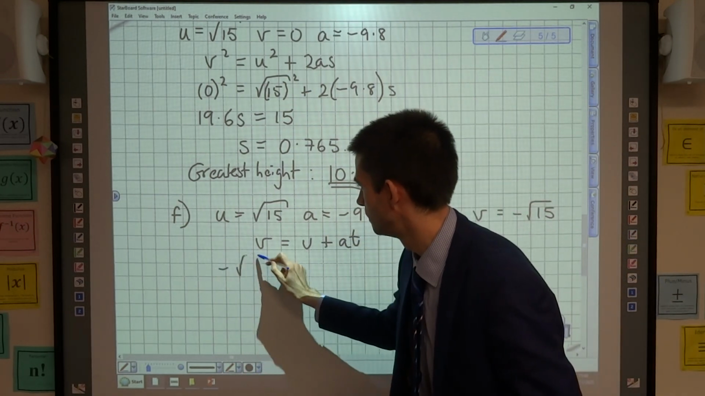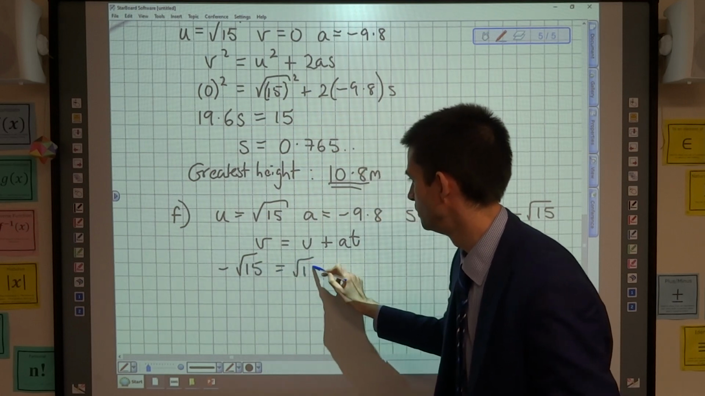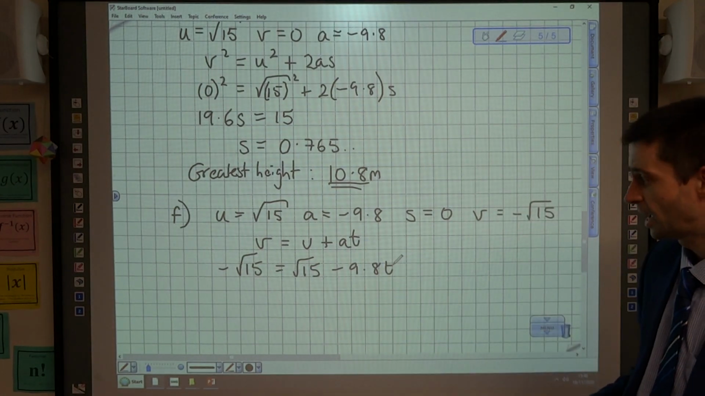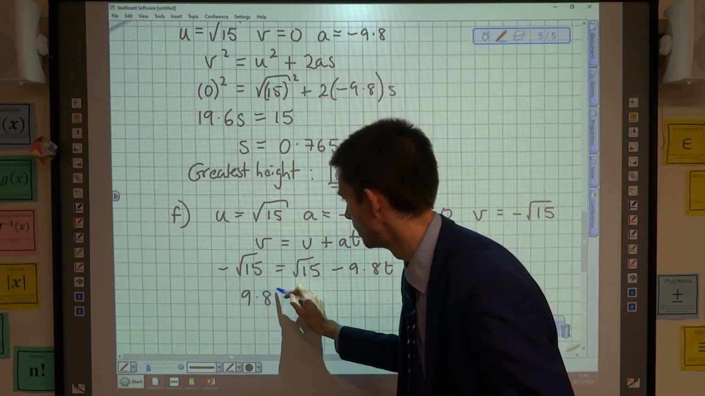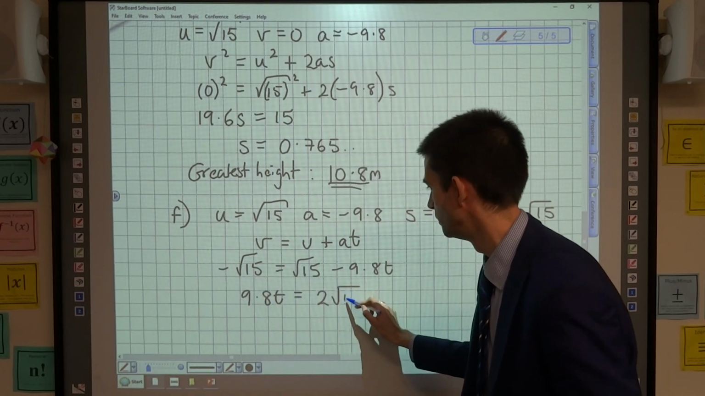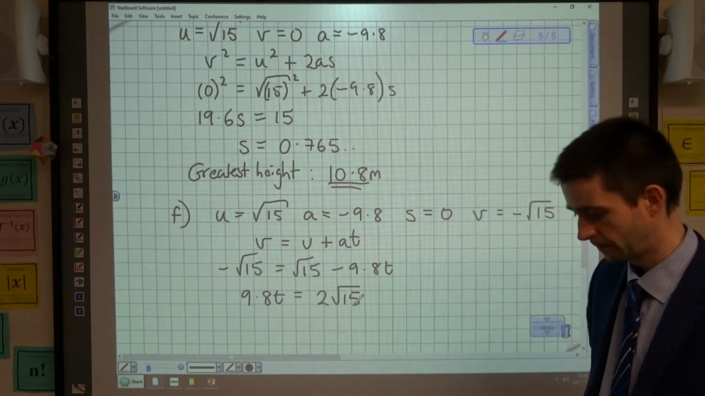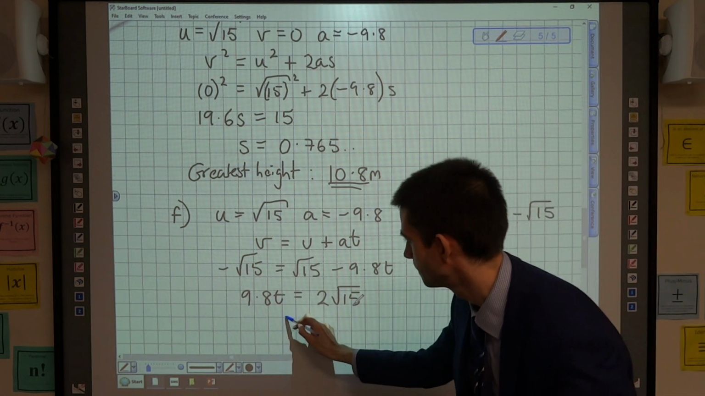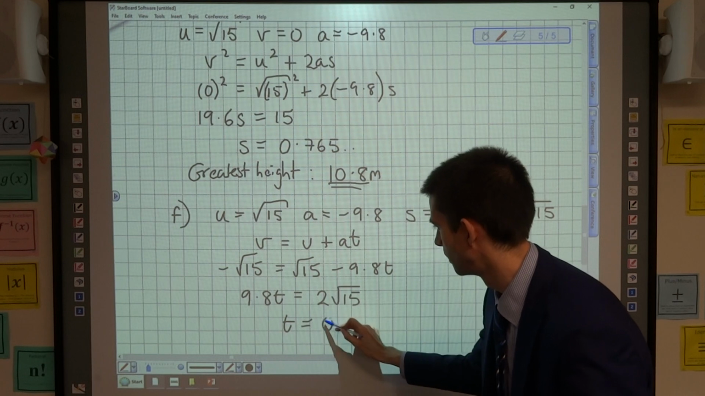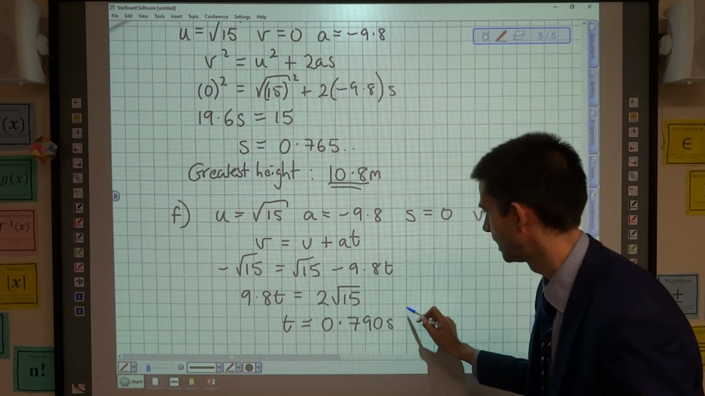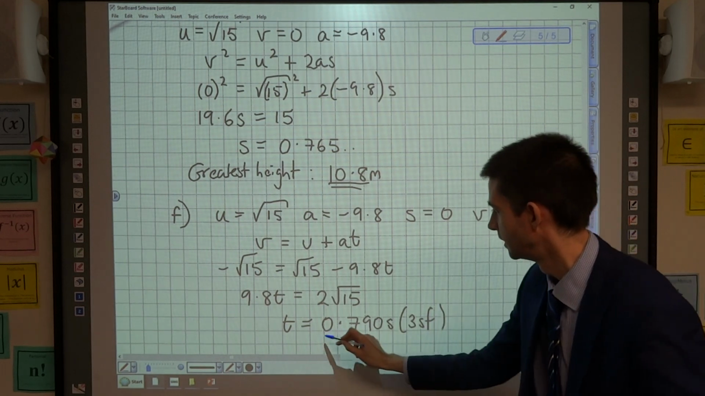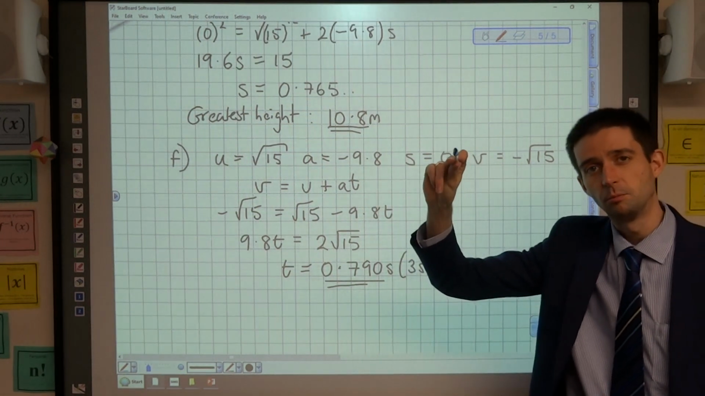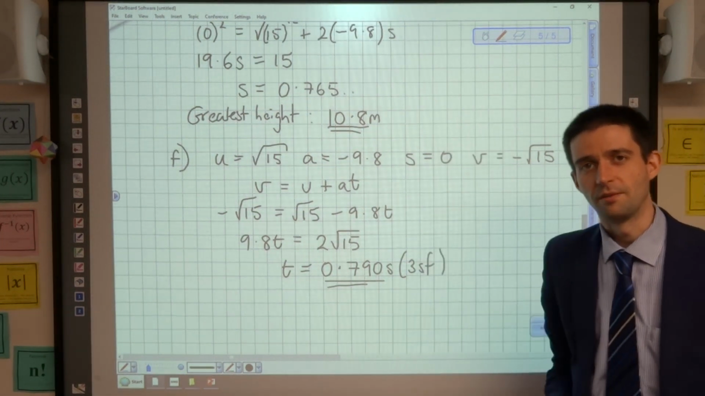So negative root 15 equals root 15 minus 9.8t, because a is negative 9.8, which means that 9.8t is 2 root 15, adding that root 15 over. So if I do 2 root 15 divided by 9.8, I will find t to be 0.790 seconds to 3 significant figures, which is the time taken for Q to return to where it started, having briefly travelled for that period under gravity.